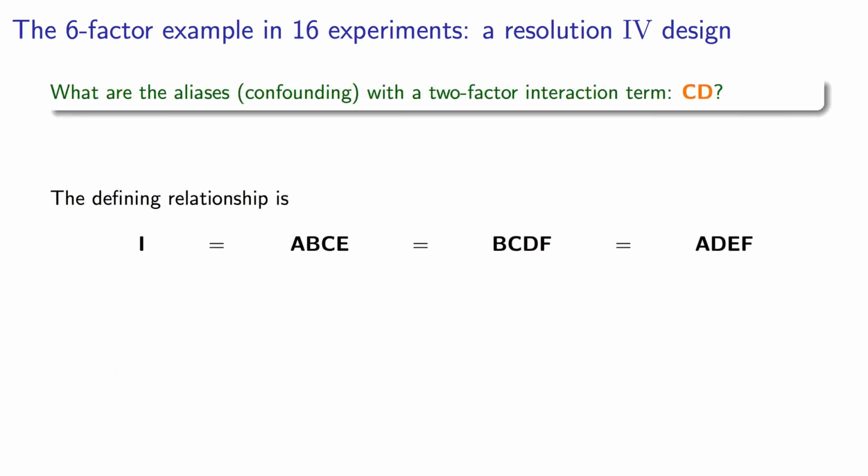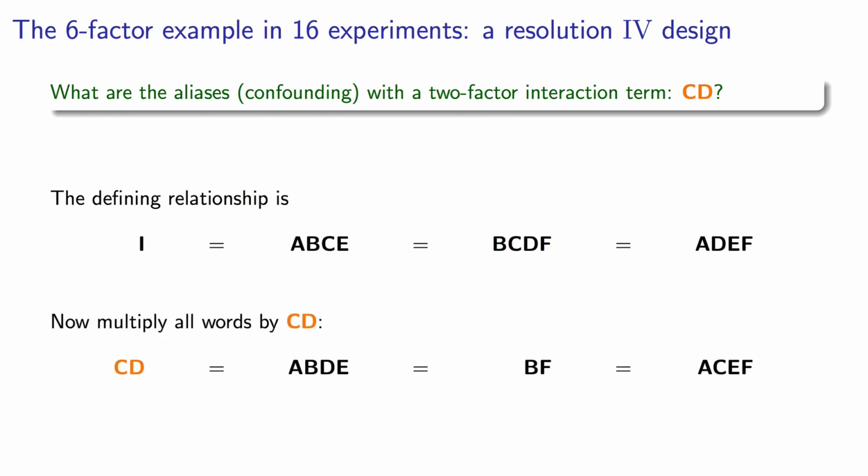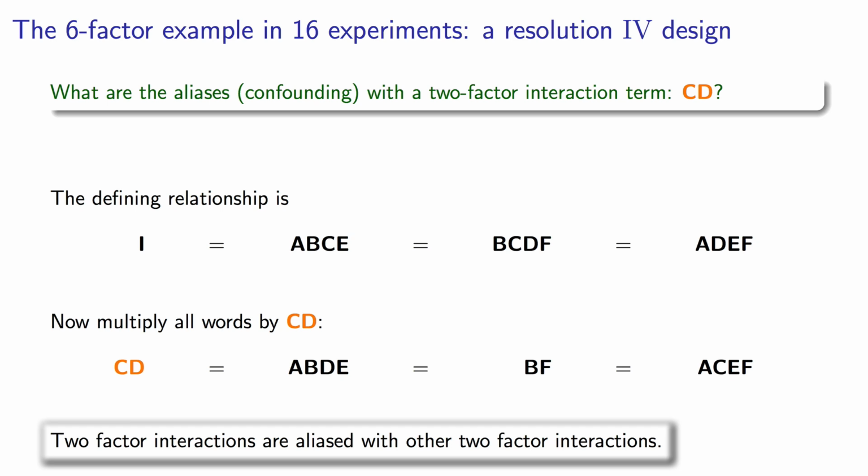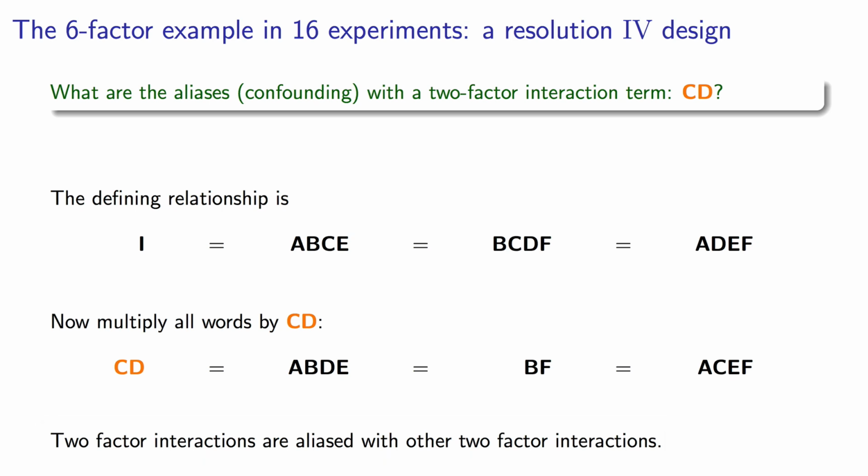What would a two-factor interaction be aliased with in this example? Try that on the CD interaction. Let's go check. CD is aliased with ABDE, is aliased with BF, and also ACEF. It seems that this two-factor interaction is only aliased with another two-factor interaction. If you've got lots of time on your hands, you can go try all possible combinations to make sure that this general rule holds, that two-factor interactions are only aliased with other two-factor interactions and higher in this design.